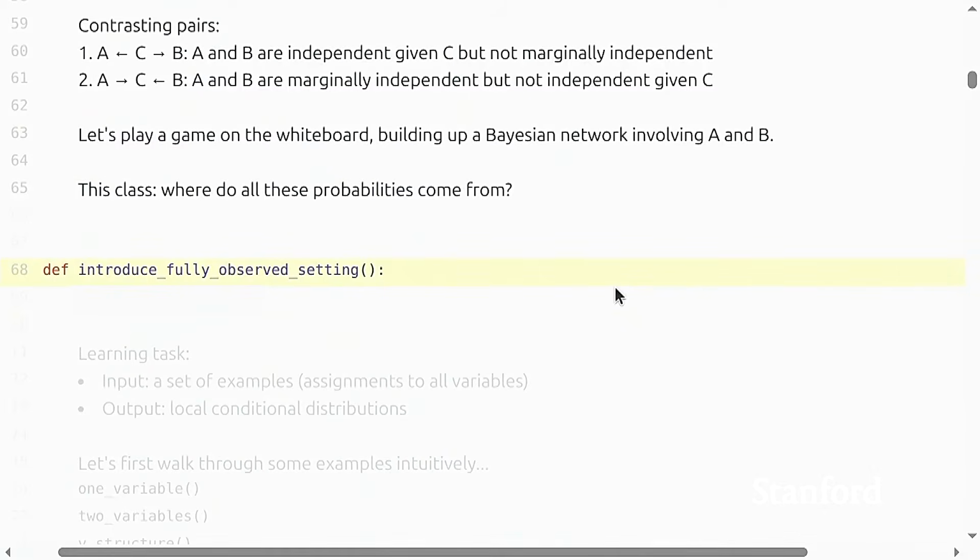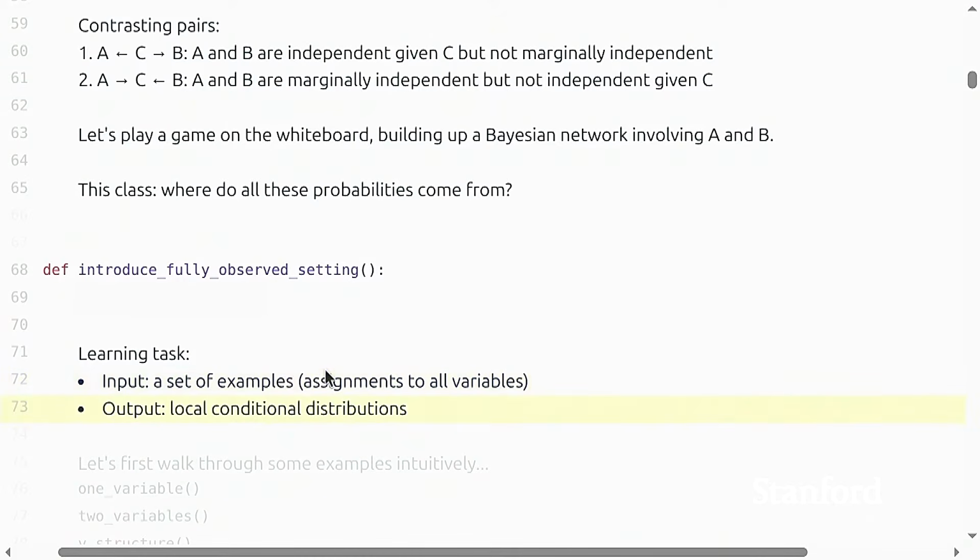So first we're going to consider the fully observed setting. And by that, I mean, I'm given a set of examples where each example is an assignment to all the variables. So I see for every example what all the variables are. Later, I'll show you what happens when you only see a subset of the variables, which becomes much more complicated. And the output of learning is always the parameters of the model. In this case, what are the parameters here? It's the set of local conditional distributions. It's all the numbers in these probability tables.